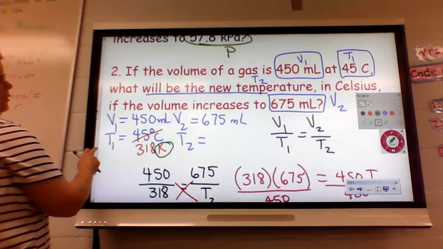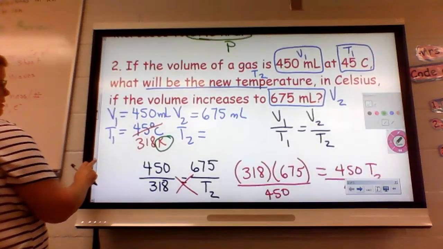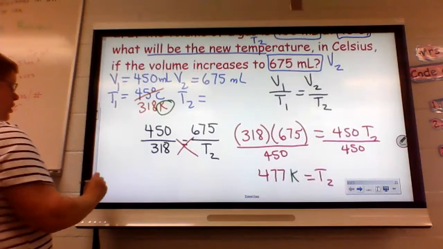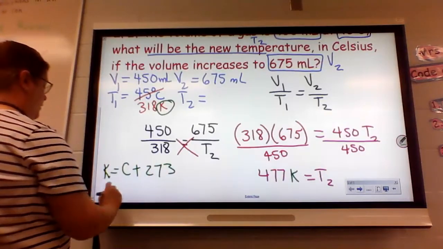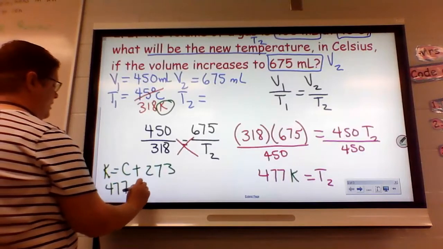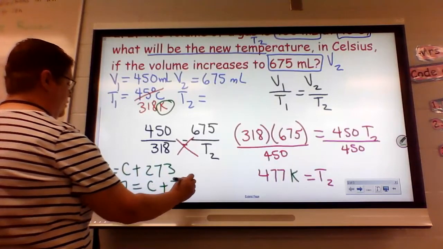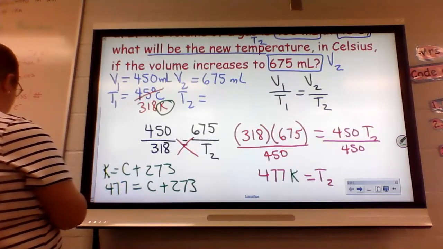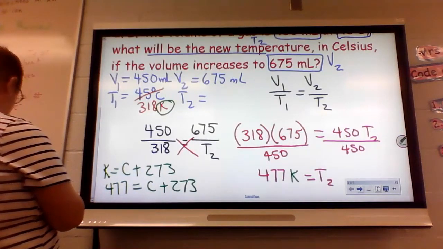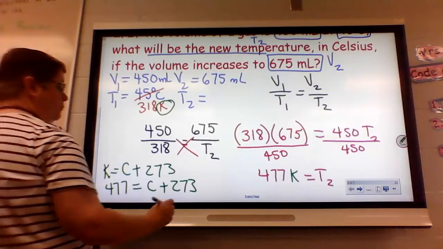What did it ask for? It asked for it in Celsius. So this is one of the few we're going to have to change. K equals C plus 273. 477 equals C plus 273. Subtract. So 477 minus 273 is 204.